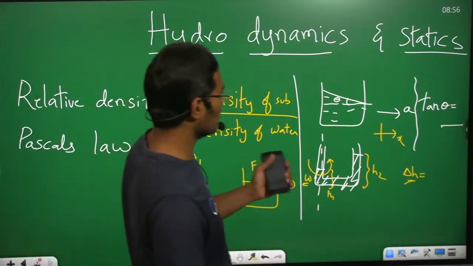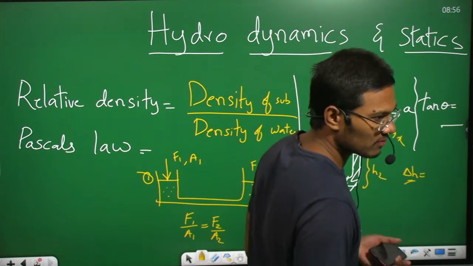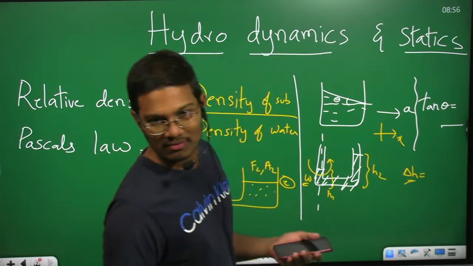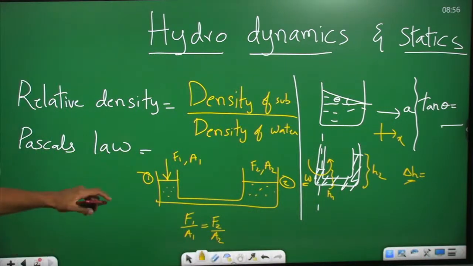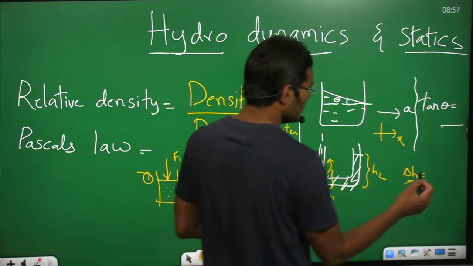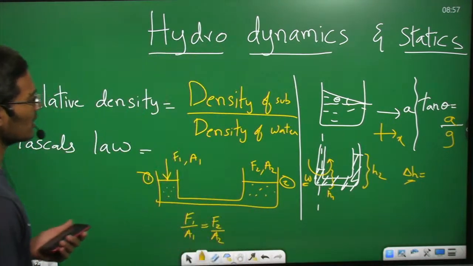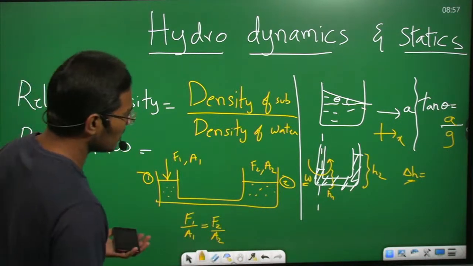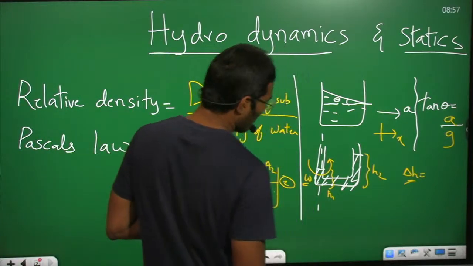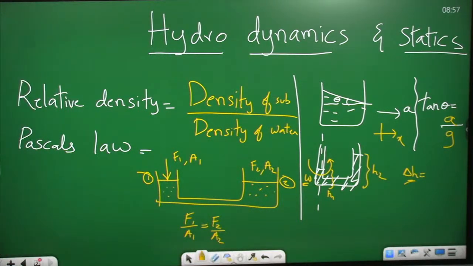So what is this? What is the value of tan theta? You come here. Third bench, it is right. Please be seated. It is nothing but a by g, where a is the acceleration along the x-axis and g is the acceleration due to gravity. How about this delta h, where h1 is the height of the column on the left side and h2 is the height of the column on the right side.